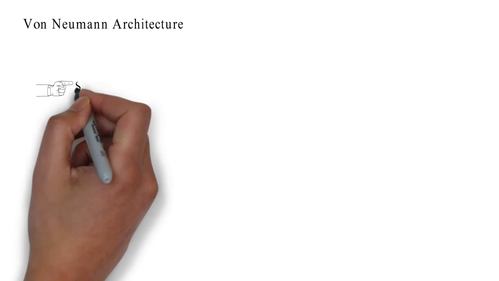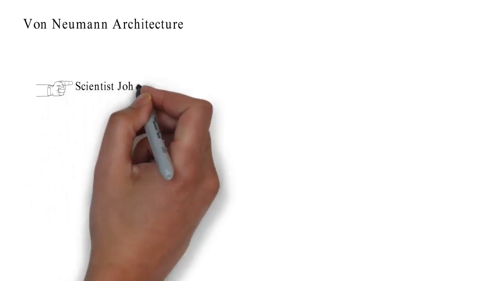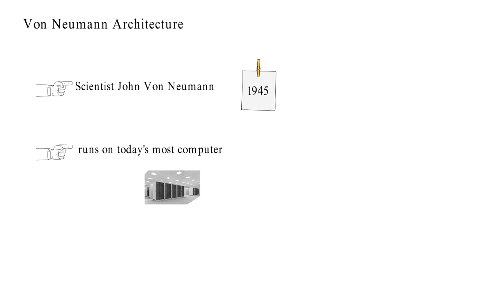Von Neumann architecture was designed and developed by the great mathematician and scientist, John von Neumann, in the year 1945. Most of the computer of today's world run on the von Neumann architecture. Whether mainframe or personal computer.